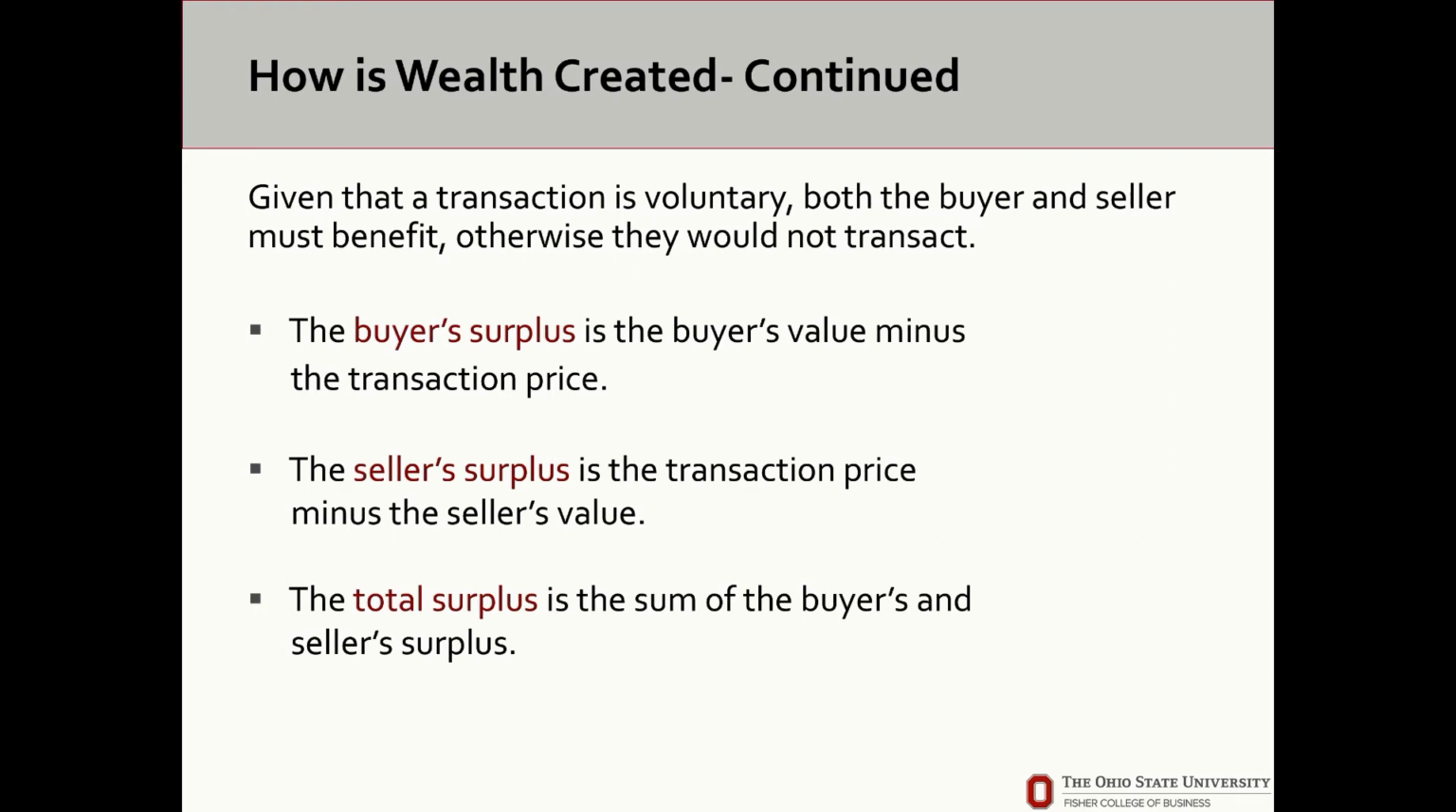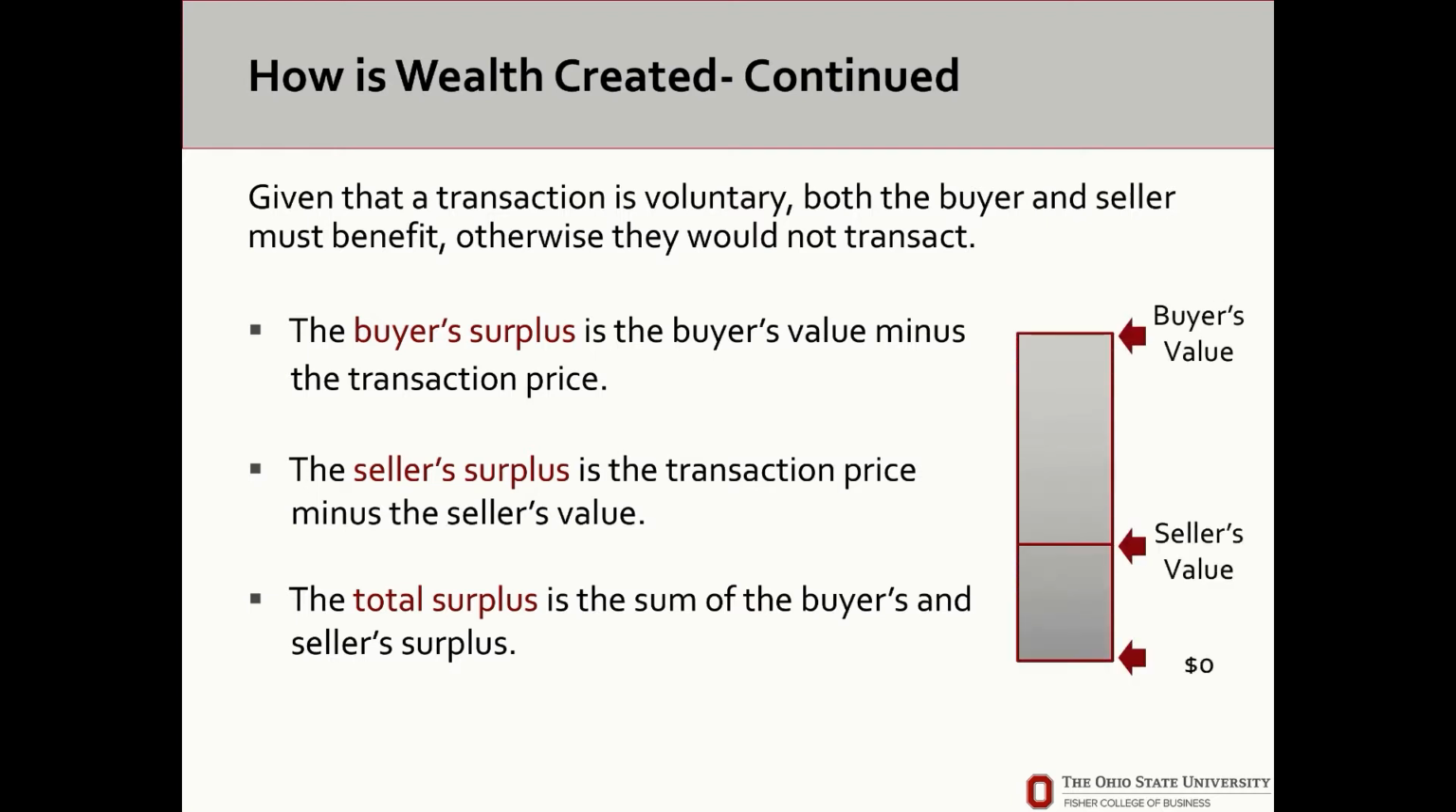This leads us to a few definitions. The buyer's surplus is defined as the difference between the buyer's value and the transaction price. The seller's surplus is the difference between the transaction price and the seller's value. The total surplus is simply the sum of the buyer's surplus and the seller's surplus. Note that the price must be no greater than the buyer's value and no less than the seller's value.